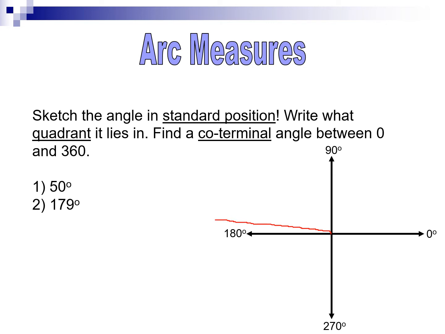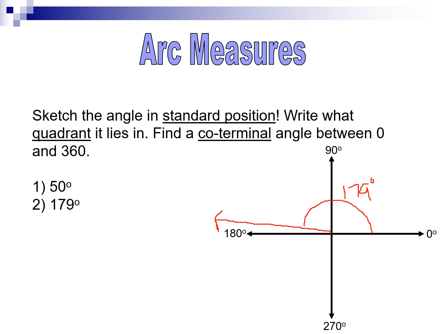So 1 degree is about that much. All right, we don't have a protractor, so I'm just estimating. It's a nice sketch, but from here to here is 179 degrees. It does fall in the second quadrant, and then since 179 is still between 0 and 360 degrees, the coterminal angle for 179 is still 179 degrees.